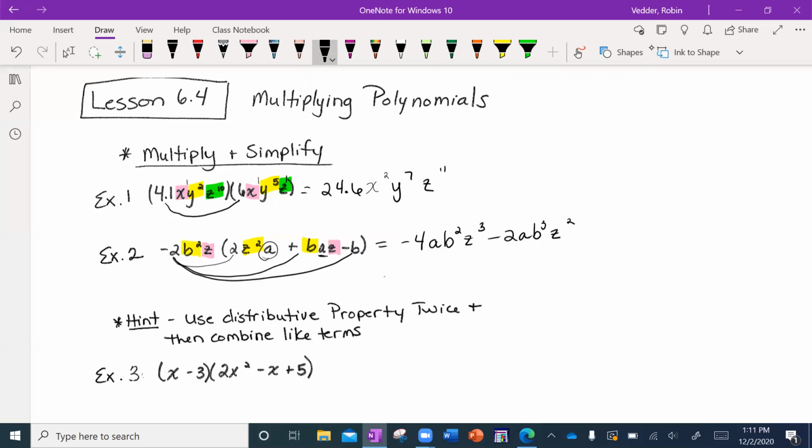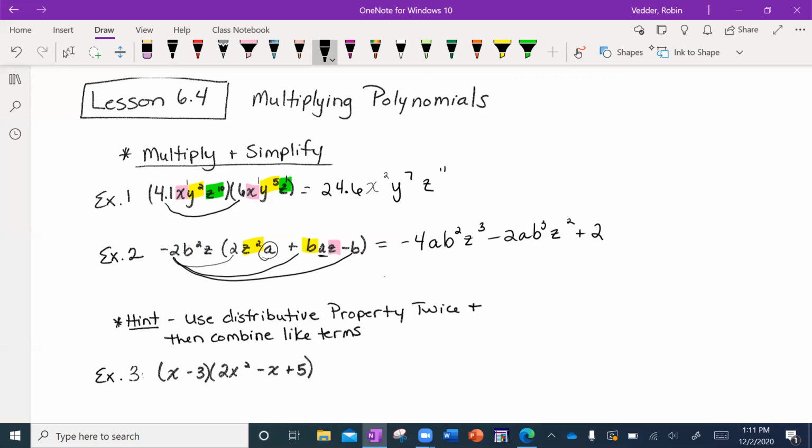So first start again by multiplying your coefficients together. So we have a -2 times a negative understood 1. A negative times a negative will give us a positive, and 2 times 1 is 2.